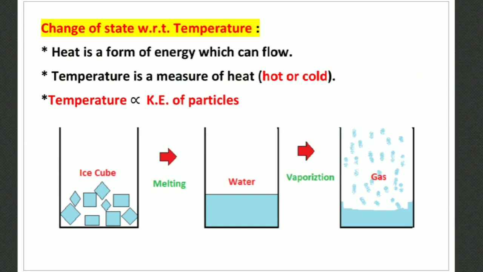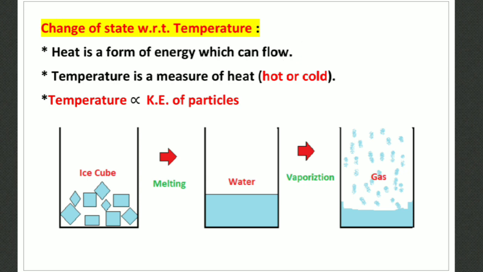Now, change of state with respect to temperature. The first point is that heat is a form of energy which can flow. It can flow from one medium to another medium, or we can transform heat from one state to another state. When we use heat, we are converting thermal energy of heat to kinetic energy.